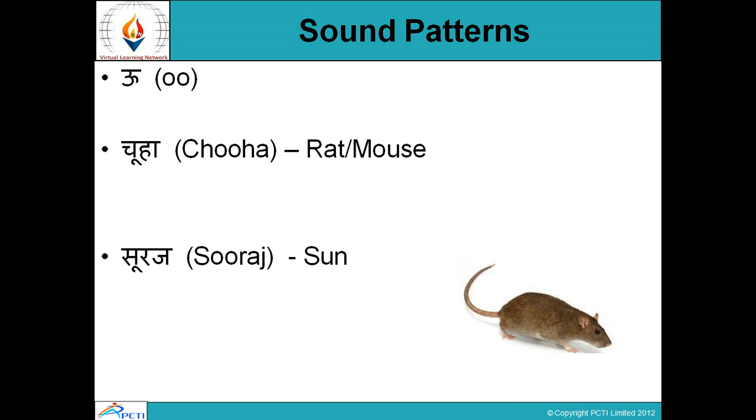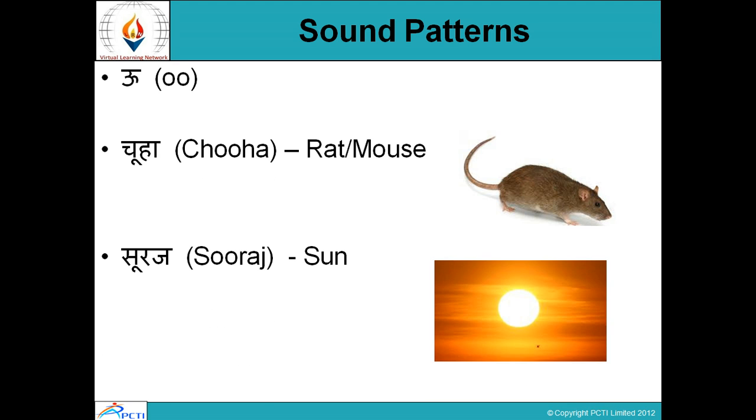Few more sounds with this pattern. Long sound of oo, that is chooha. Chooha is rat or mouse. This animal you must have seen in houses. This is the favorite of a cat. Cat always likes to eat mouse. So it usually can be seen in houses eating the leftover food. This is called chooha.